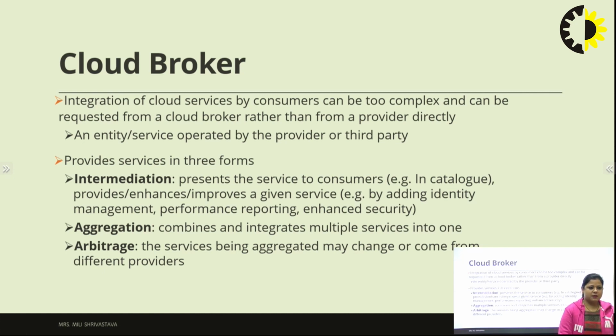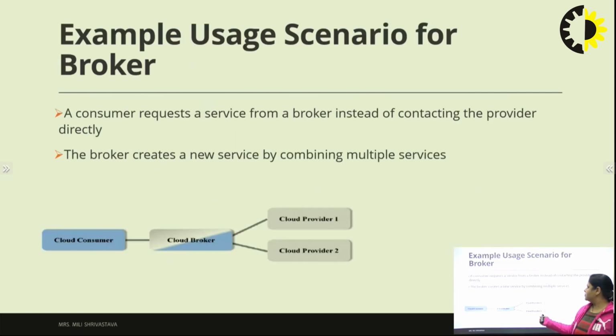The services being aggregated may change or come from different providers. So, there are so many cloud providers who provide cloud services. So, they can also audit the services, whatever the services required. This is arbitrage.